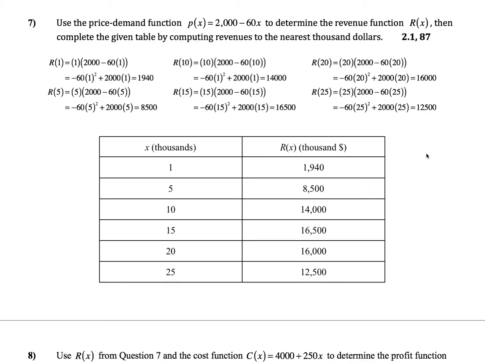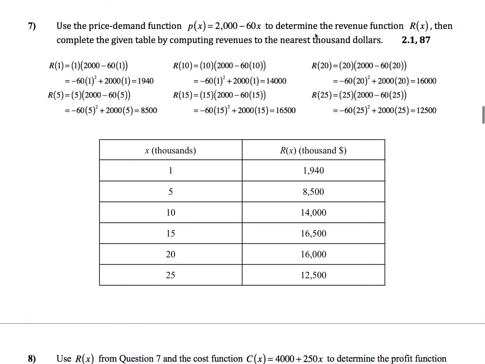Okay, question 7 features the same price demand function that we dealt with for, I think, exam 2. It's the exact same question as the practice. We did it in class, and we did it for the practice exam as well. We have a price demand function, and we want to find the revenue function. All we need to do is multiply x times 2000 minus 60x.